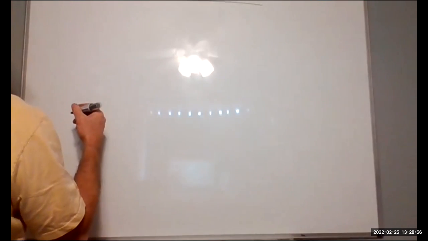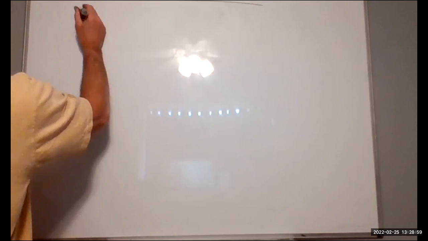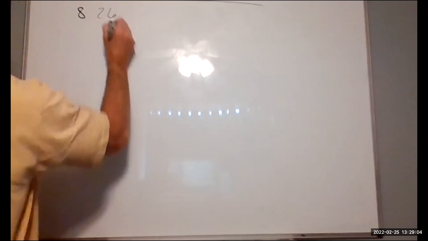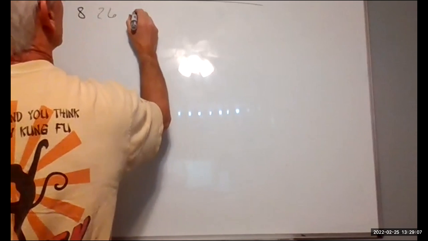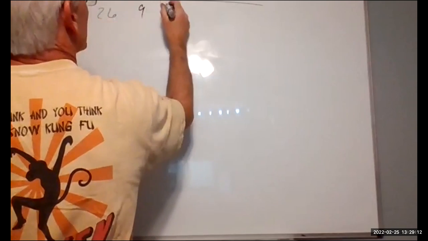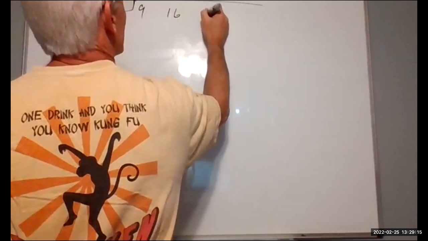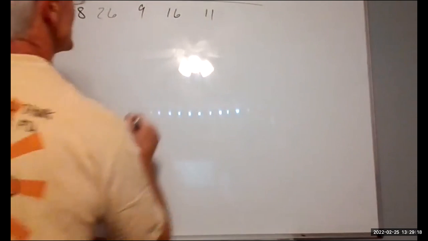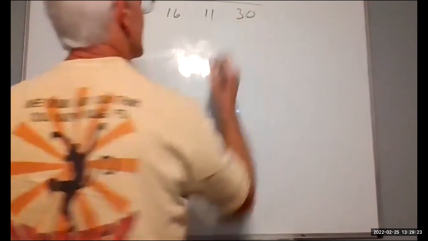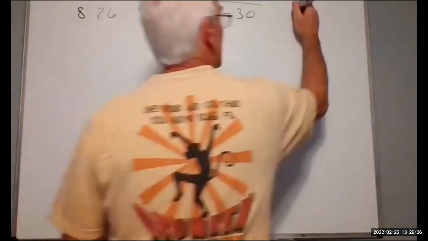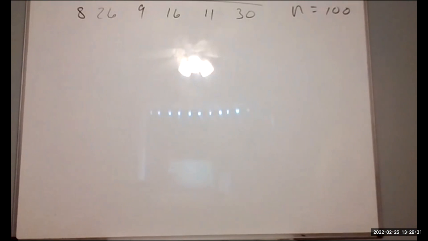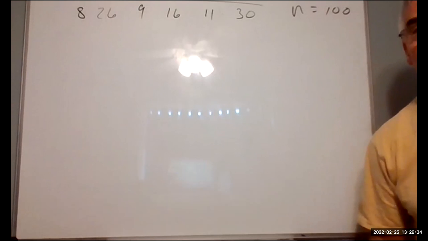And I'm going to write the frequency underneath them. So let's say that the one happened, you know, eight times and the two, 26 and the three, nine times and the four, let's see, 16 times. And we'll say the five happened 11 times. Hold on, so it's three, four, 40. And the six happened 30 times. I rolled the die 100 times.